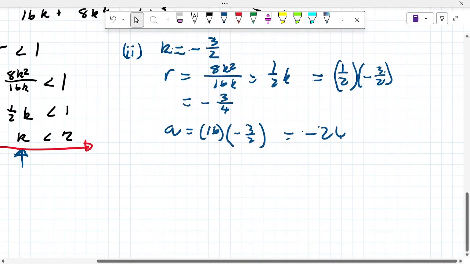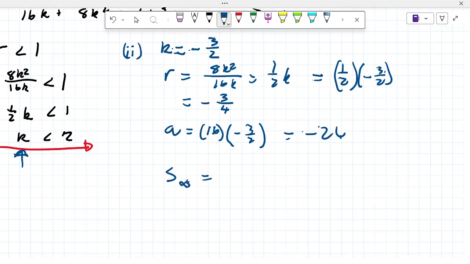And now simply I say that the sum to infinity will then be A, which is minus 24, divided by 1 minus R, which is minus 3 over 4. I put that into my calculator, and I get minus 96 over 7. And that means that we will have to do exercise 7. I think it's on your page 17.